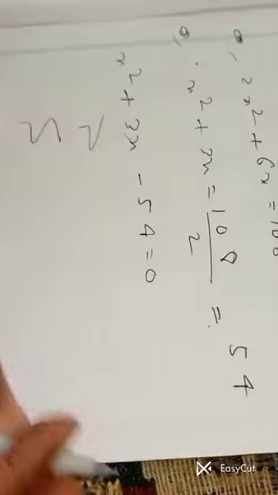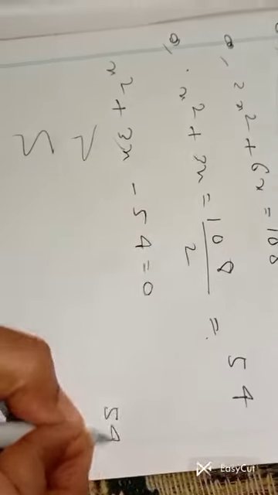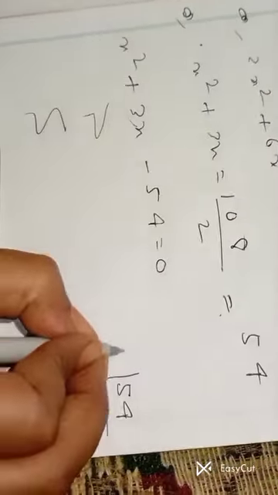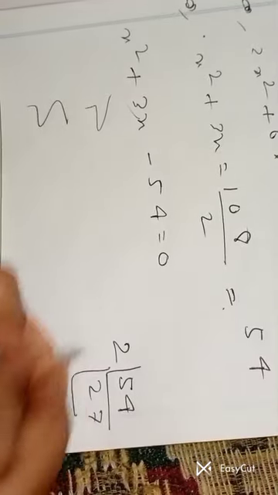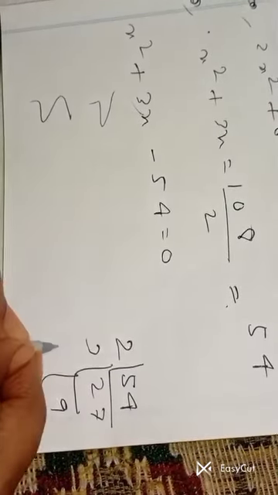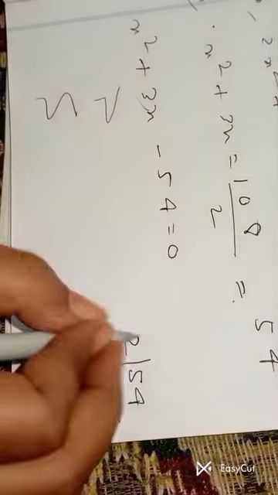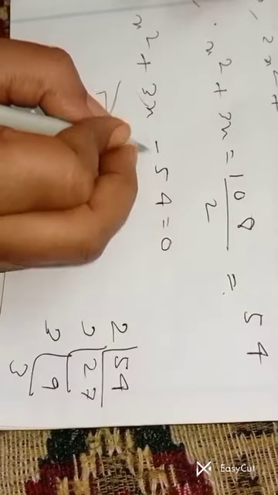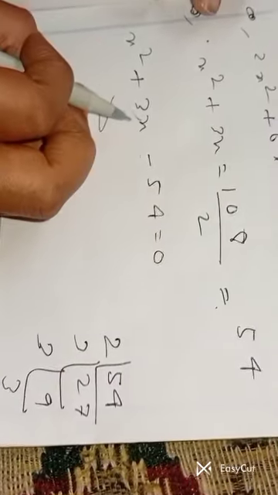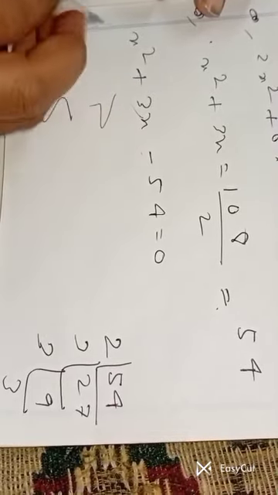So we need to solve this quadratic equation. How do we solve this? We need to find the factors of 54. So 2 into 27 is equal to 54. 3 into 9 is 27. And 3 into 3 is equal to 9. So what do we get? 9 minus 6, since here is the minus sign, so we need to keep the larger factor as minus.